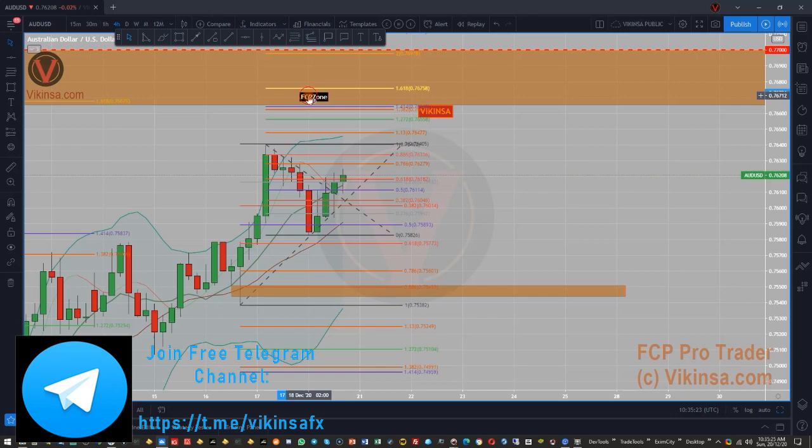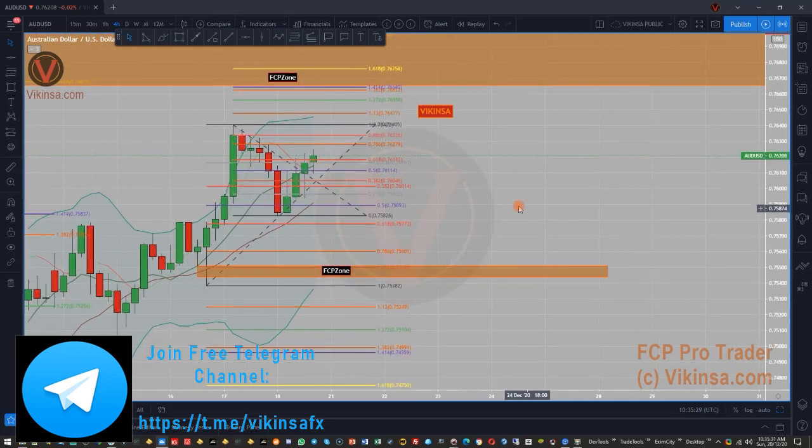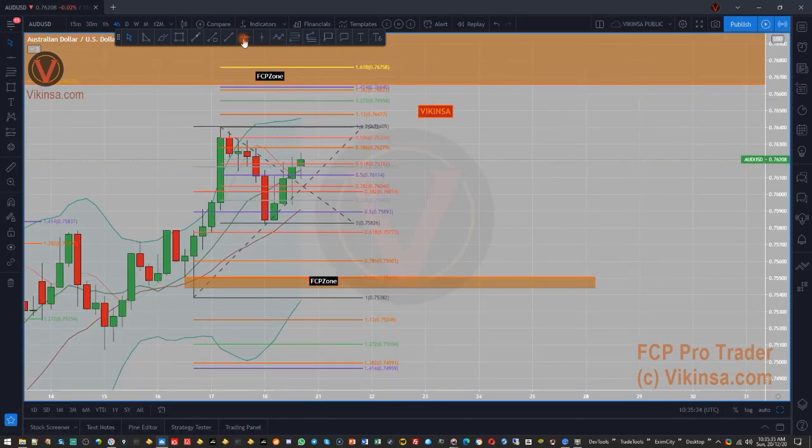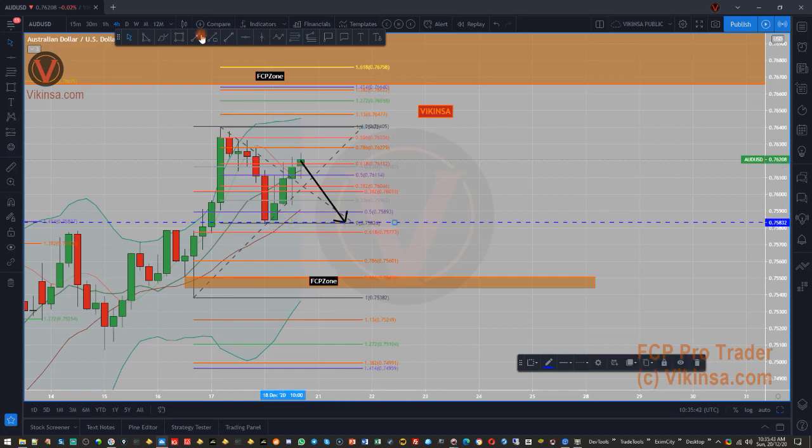Okay, so this is also an FCP zone right there. That's what you have from swing trading point of view. If the market starts to fall, the trading plan is, if the market starts to fall, then we are looking for this level followed by this level, and then we can look for long opportunity back somewhere around here.